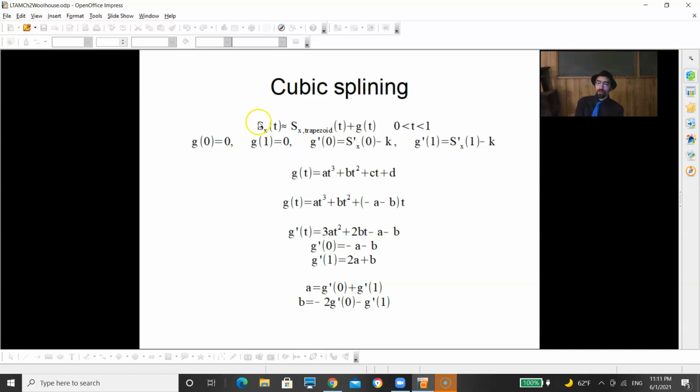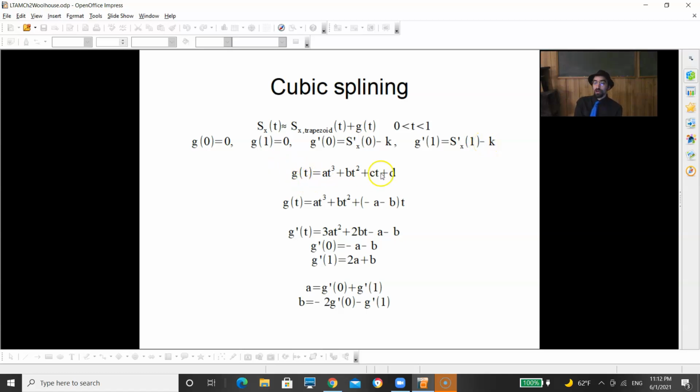We assume that the spline is equal to the trapezoidal function plus some cubic function g of t, where g of t obeys the fact that g of 0 is 0, right, since it's the correction, you're not introducing any correction at the endpoints. G of 0 is 0, g of 1 is 0, and the derivatives have to match, but the trapezoidal approximation has some slope, we'll call that k. So say that g prime at 0 is s prime at 0 minus k, and g prime at 1 is s prime of 1 minus k.